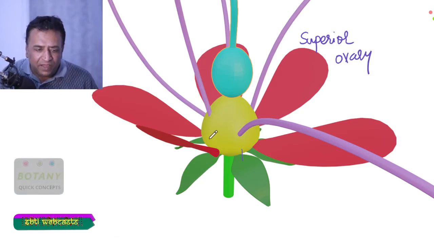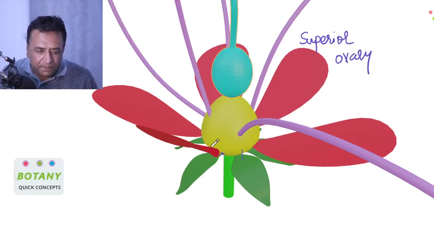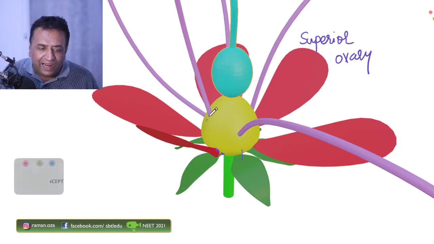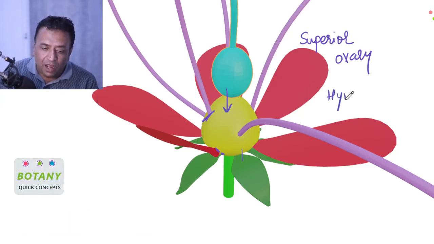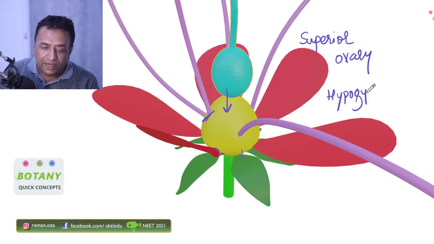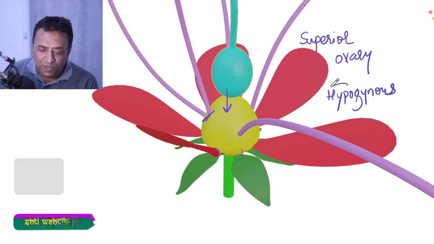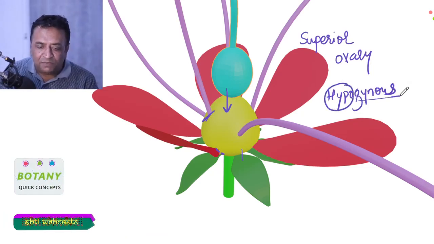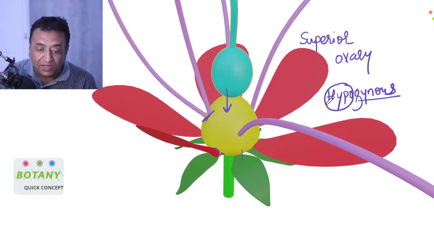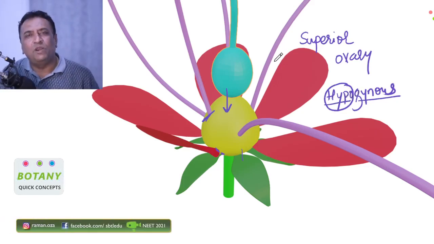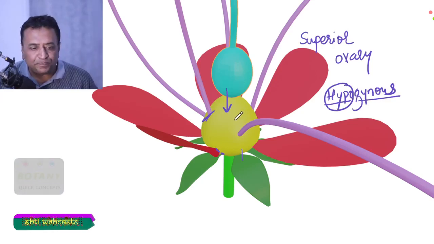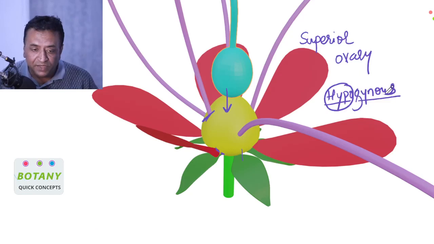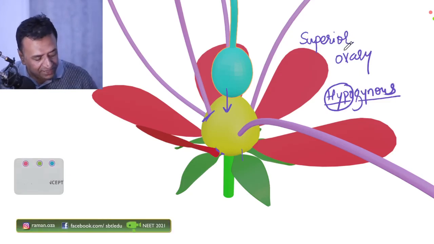Because of that, calyx, corolla, and androecium, they are all below the level of gynoecium, and that is why it is called hypogynous. Hypo means below, and gynous refers to the gynoecium. Hypogynous flowers means the rest of the floral whorls other than gynoecium are below gynoecium. That is why it is called hypogynous, and the ovary is superior in this case.